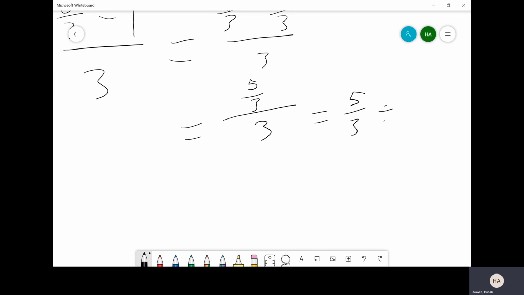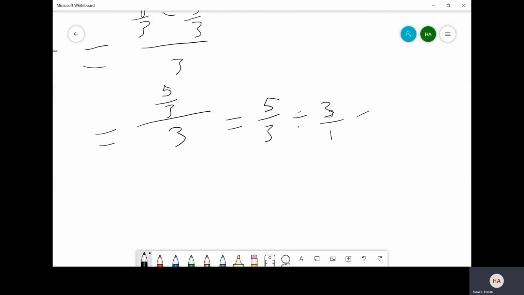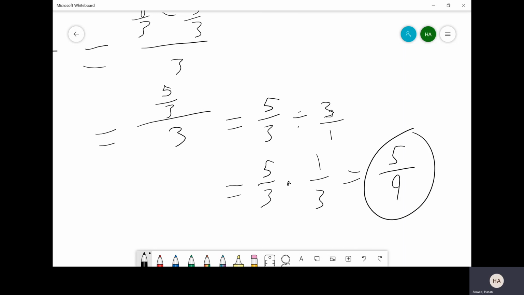So 5/3 divided by 3, and remember, for this to work properly, it has to be a fraction, right? So 3 is the same thing as 3 over 1. And now we keep change flip, and this is going to be the same thing as, sorry, I'm just going to continue it lower so I have room. 5/3 KCF, we keep the 5/3 the same, change to a multiplication, and now it's 1/3. And 5 times 1 is 5, 3 times 3 is 9. We arrive at the same conclusion that it's 5/9.